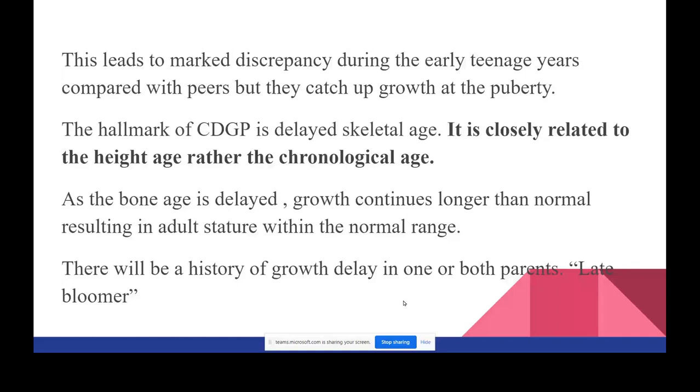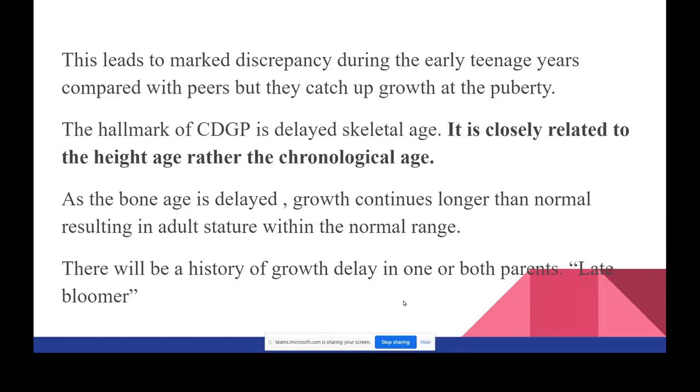Now, we get that point horizontally when it meets the 50th centile, right? And at the 50th, when that line meets the 50th centile, we get the appropriate age for that particular point. Now, suppose a 10-year-old child has a height age of 8 years, right? And their skeletal age, or the bone age, is also going to be 8 years.